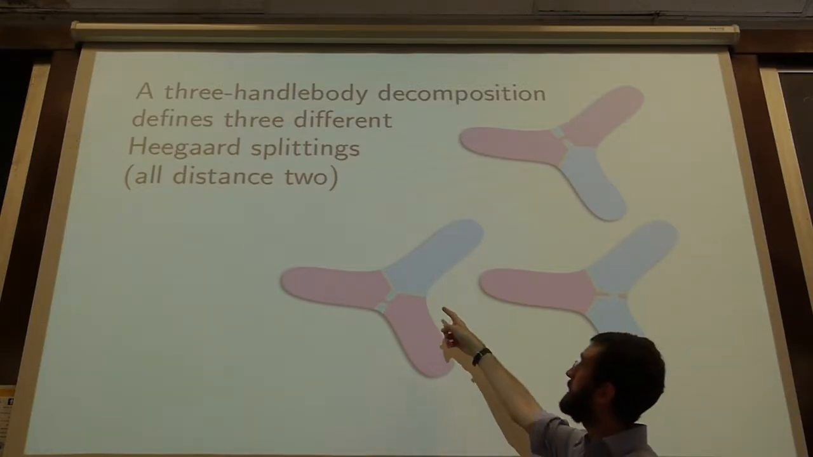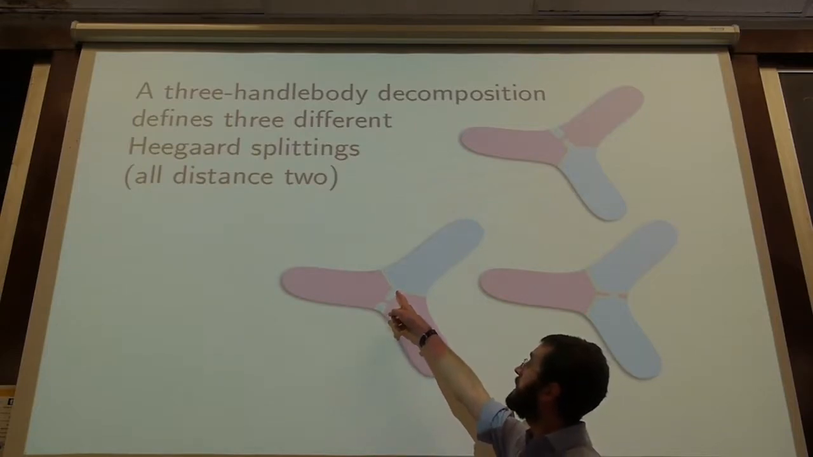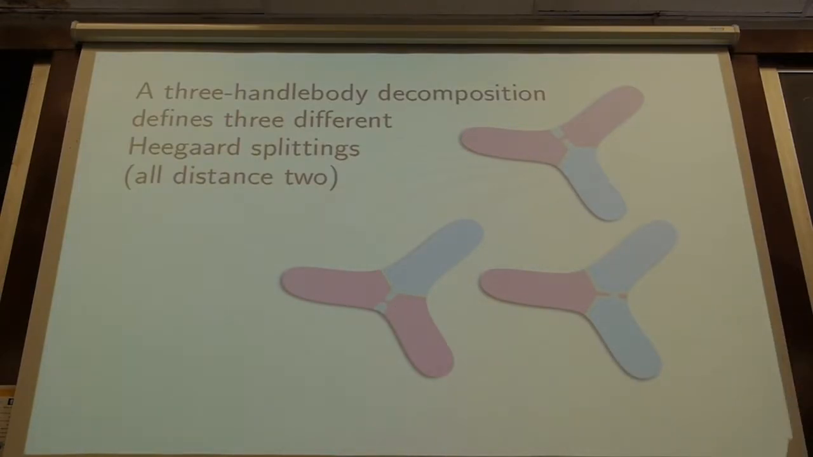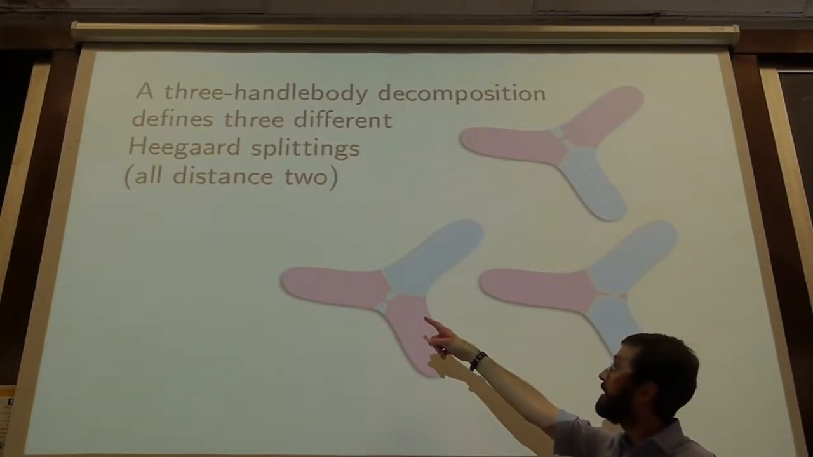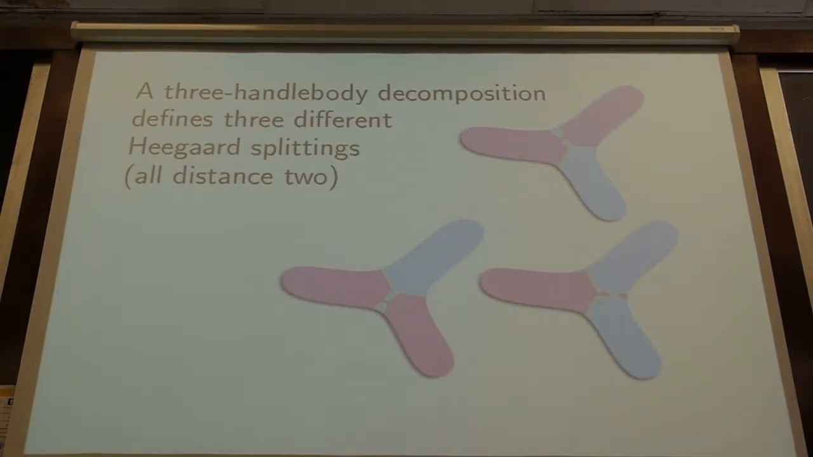So that curve is high distance in this handle body, but it's actually very simple in this handle body. This thing here is a surface cross interval where the surface has two boundary loops. One boundary loop is along this tube, and the other boundary loop is the boundary of the original subsurface, which is the original subsurface with a puncture.